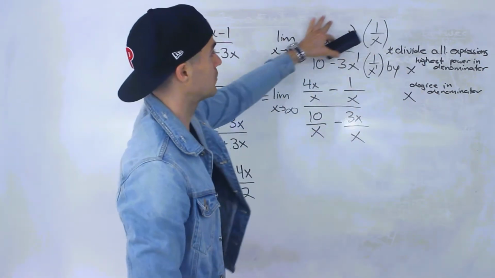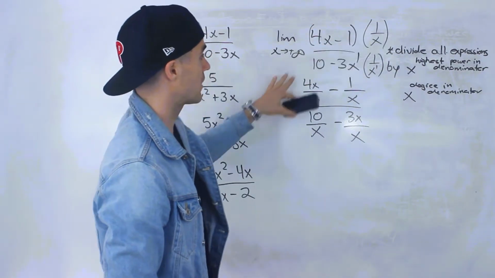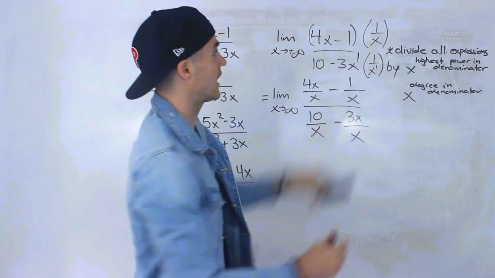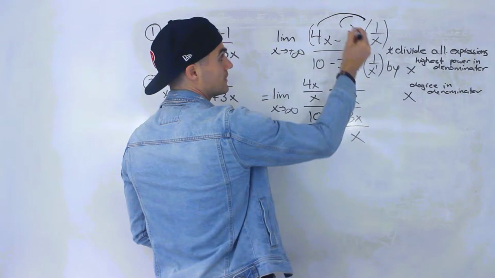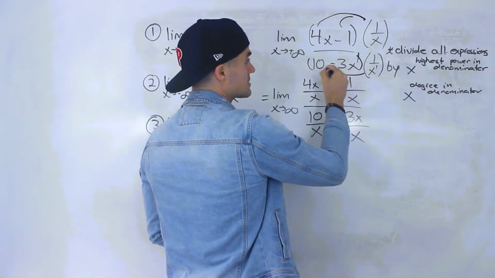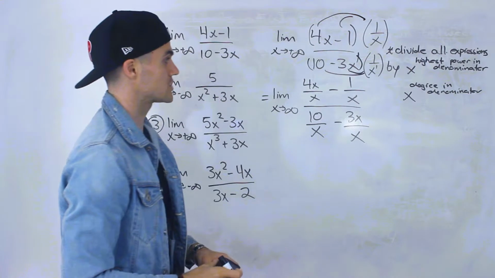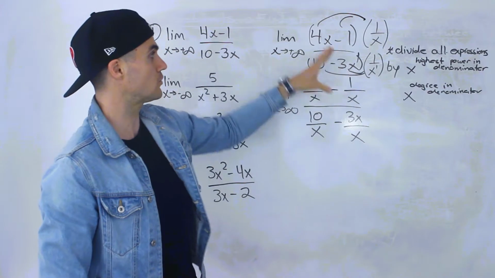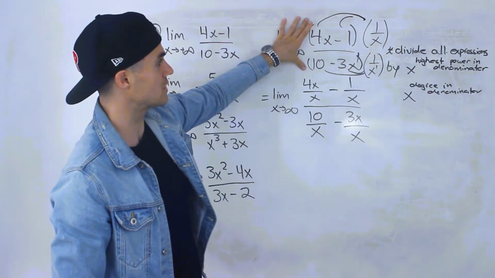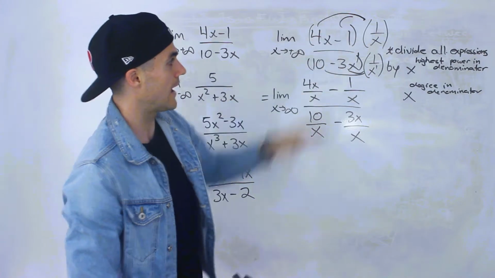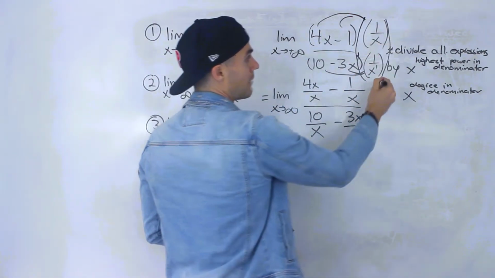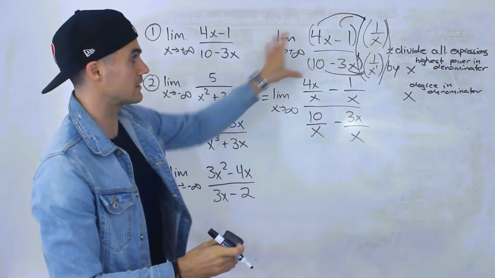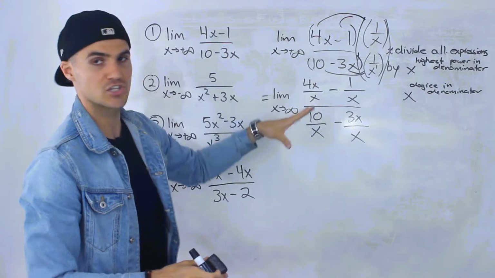So then 1 over x times 4x would be 4x over x. 1 times 1 over x is just 1 over x. So we're taking this and distributing it to all the expressions, and same thing here. And notice that 1 over x, that's just 1. So really we're taking this expression here, 4x minus 1 over 10 minus 3x, and multiplying it by 1, because x over x is just 1. So we're keeping that initial expression the same, it's just in a different format now.